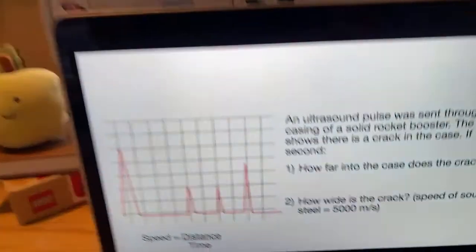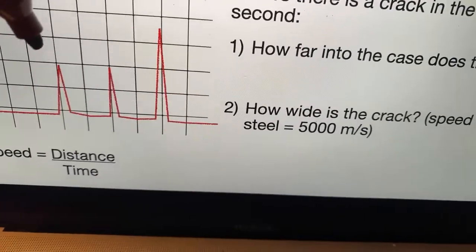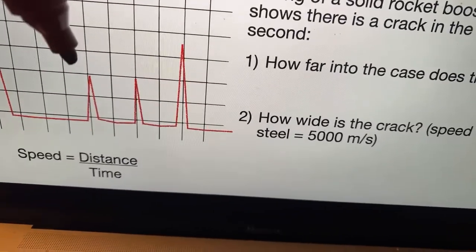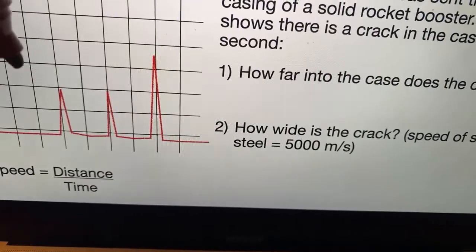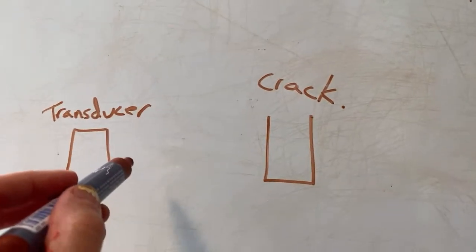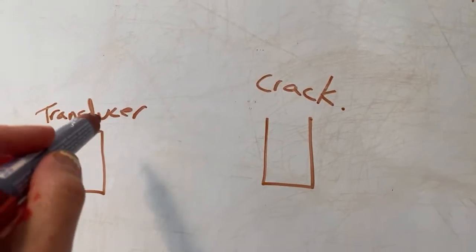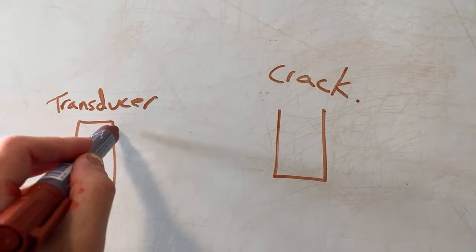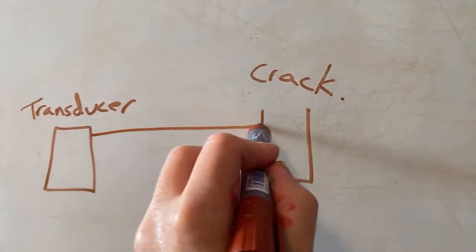Now you might have been thinking, well, the distance between the waves is just going to be the distance of the crack, so that's fine. Let's have a look. This is what I would literally do in an exam, I think, if I was trying to think it through. You've got the transducer here. It's giving off a sound wave.